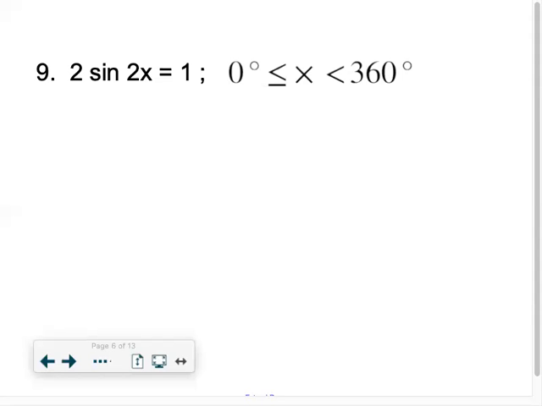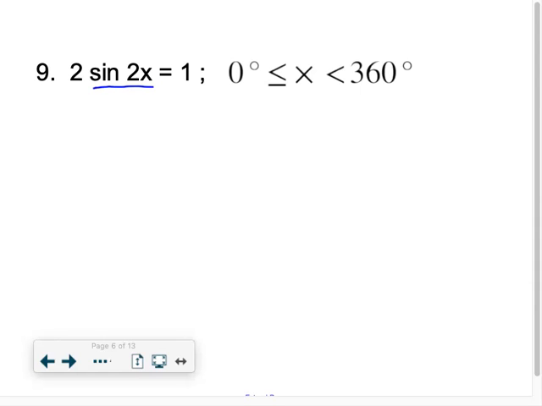Okay, so next up, this last example reads 2 sine of 2x equals 1, and we're looking to solve for all angles in the interval from 0 to 360 degrees. Right away, I noticed that sine of 2x is a double angle for the sine function, and I'm going to want to manipulate that using the double angle identity.